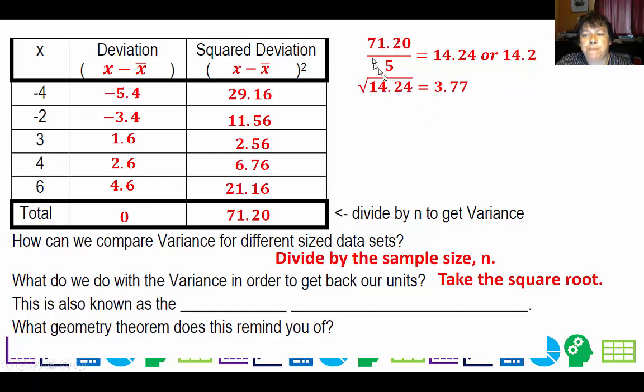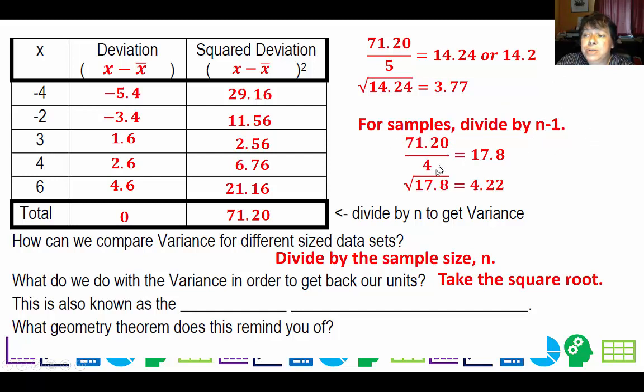Now, this is for the population. But most of the time in statistics, we're dealing with samples, not populations, and we divide by n minus 1. There's a technical reason, and I haven't really looked at the derivation of it. So with 71.20, the 5 becomes a 4. I get 17.8, and the square root of 17.8 is 4.22. Since we don't have the whole population, we don't know as much. This is also known as the standard deviation, and it might remind you of the Pythagorean theorem.